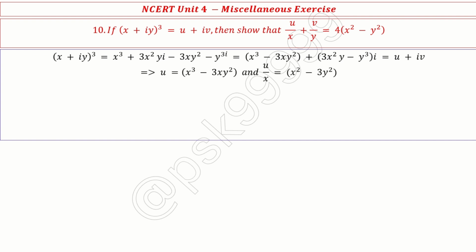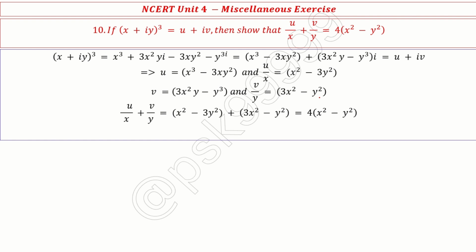So u is equal to x cube minus 3x y square. u divided by x equals x square minus 3y square. Similarly, v is equal to 3x square y minus y cube, and v by y equals 3x square minus y square. You sum these two, u by x plus v by y, and simplify, what you will get is 4 times (x square minus y square). Just a straightforward polynomial question.